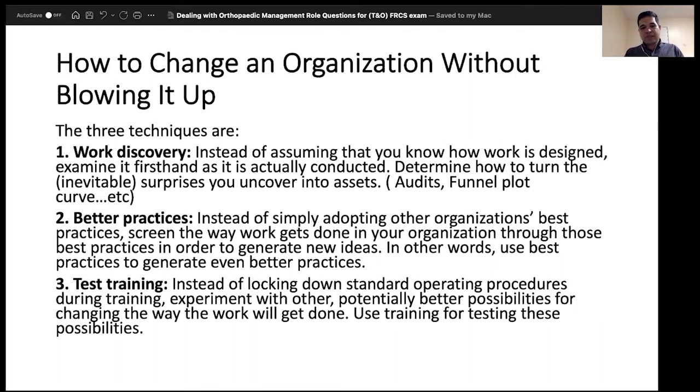The third is test training. Instead of locking down a standard operating procedure, during training, experiment with others. See what other trusts are doing. For example, in your unit, you do like 2 or 3 joints a day in your elective ward, and there is another unit doing 4.